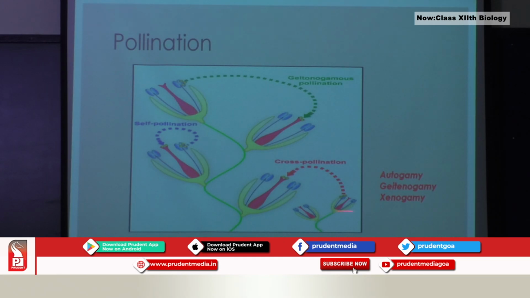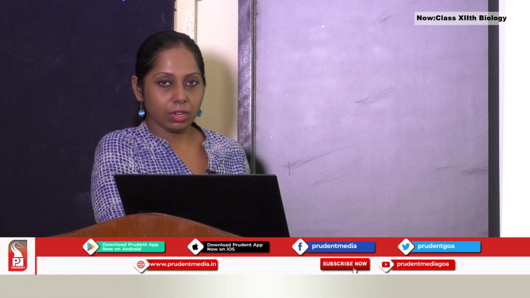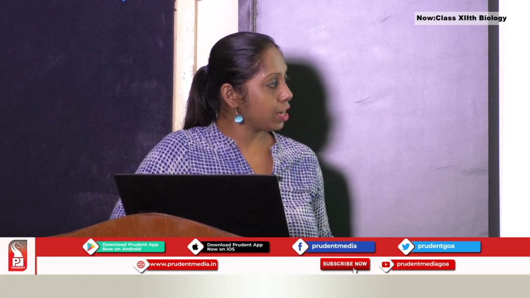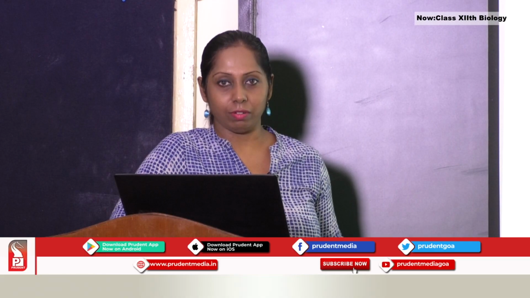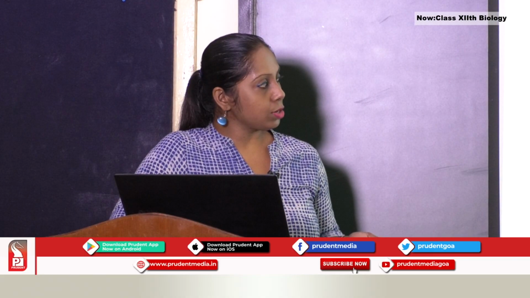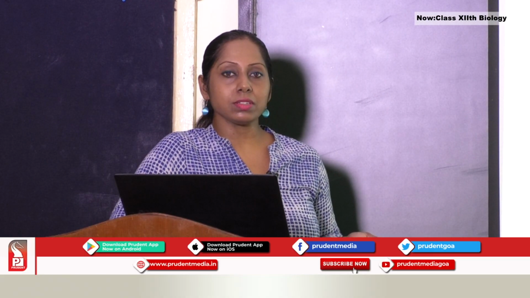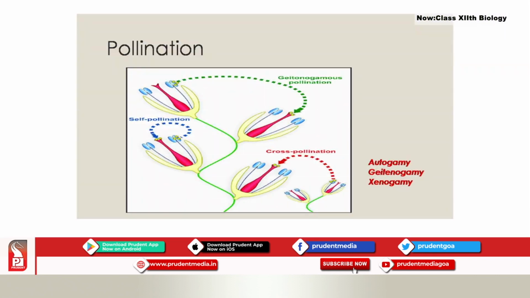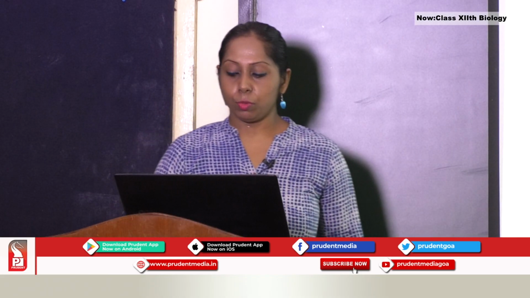So xenogamy is the only type of pollination which is going to bring about genetic variation because there are 2 different plants involved. Whereas autogamy and geitonogamy, what do you notice? It is a type of self-pollination where there is not going to be variation, because it is a type of self-pollination. Let's move on.